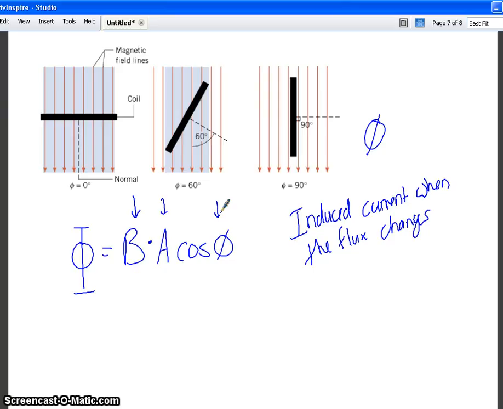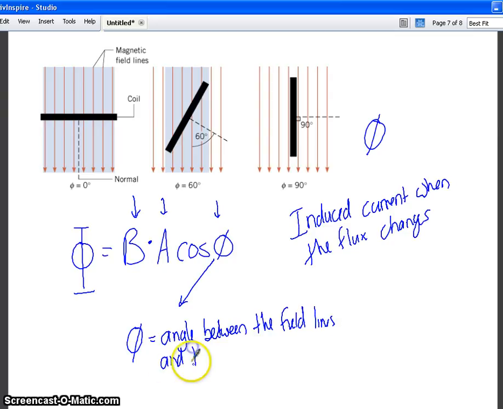There's one thing I want to point out that a lot of students get messed up on. This angle right here is the angle between the field lines and the normal to the surface. So when we look at this surface right here, this line is the normal. It is perpendicular to this surface.